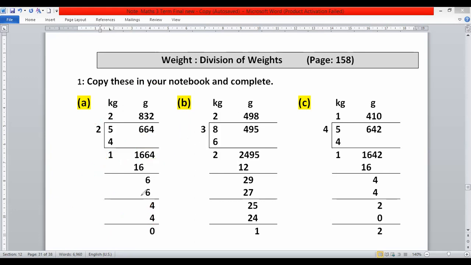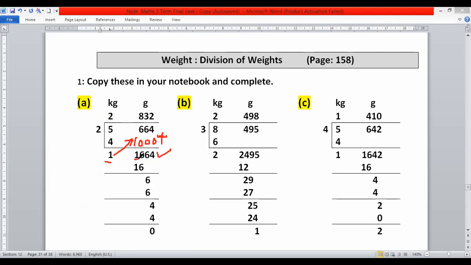This is a very important step. I just want to repeat this step. Listen to me very carefully. Just change 1 kilogram into grams. When you change 1 kilogram into grams, you get 1000. So here you add 1000 plus 664, you get 1664. After that, you divide this number by 2.